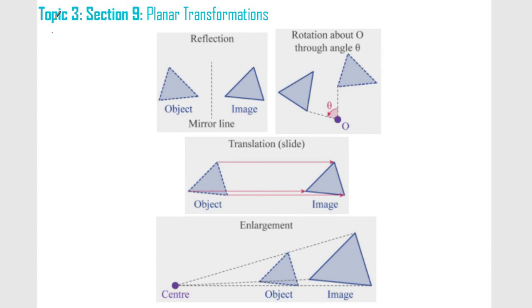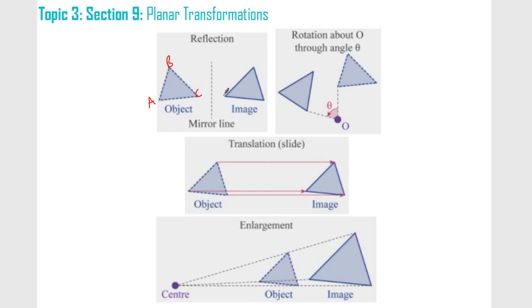Hello. Today we're going to talk about Topic 3, Section 9, Planar Transformations. There are four types of transformations, and these are the four. You start with the reflection. That's when you flip something across a line. So if we have this object, its flipped image is like looking in a mirror.